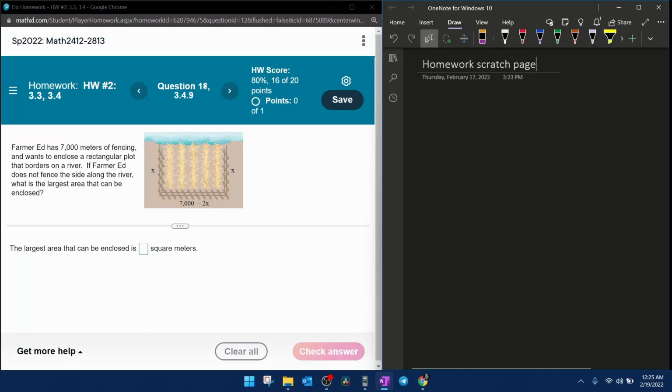All right, here we go. Question 18 from our pre-calculus homework number 2. In MyLab Math, we have another word problem.